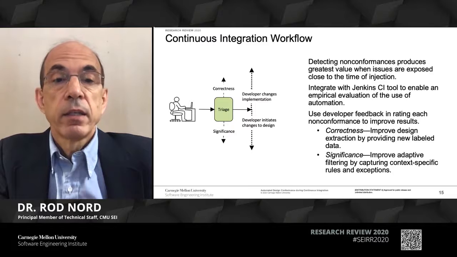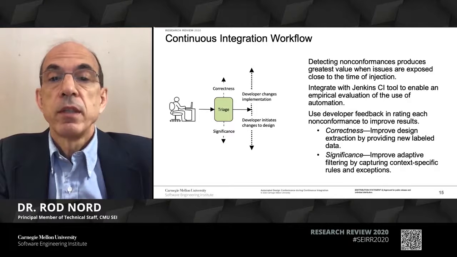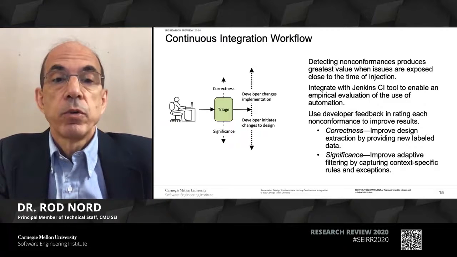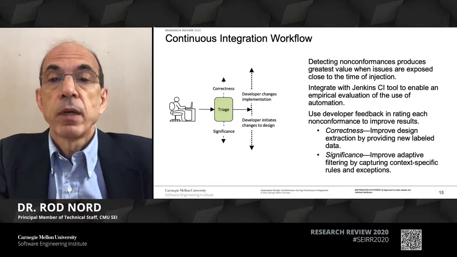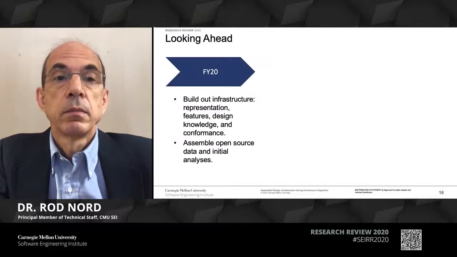Getting feedback on correctness improves design extraction by providing new labeled data, and seeing how the developers treat the significance of the results improves adaptive filtering by capturing context-specific rules and exceptions to the design, since violations in one context may not be significant on another project.